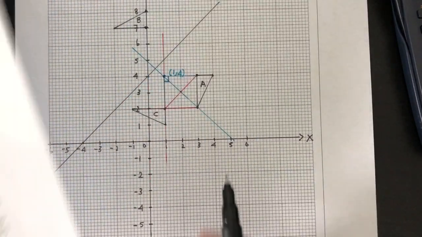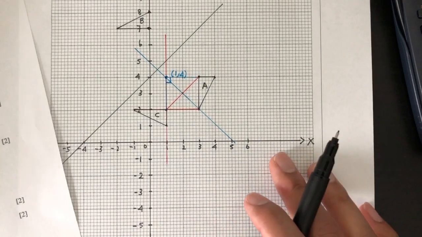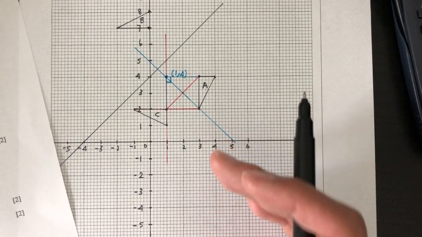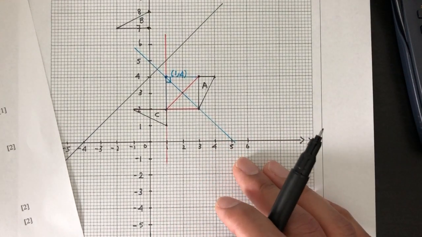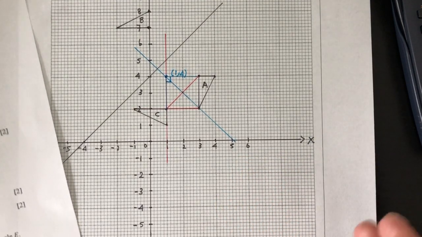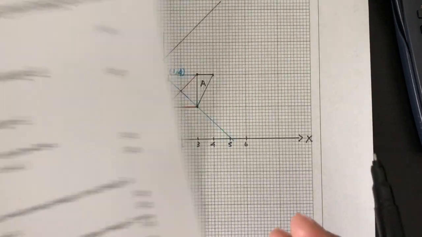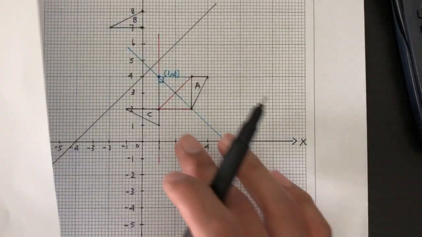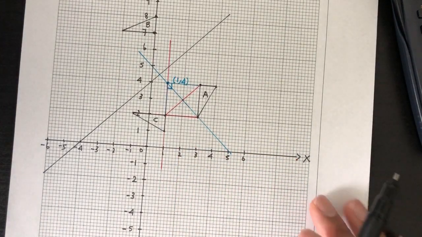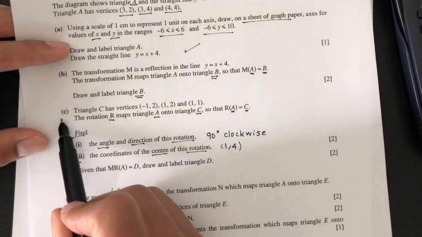Now this one is just one of the methods you can use to find the center of rotation and also the angle of rotation. But you can always use a matrix to find this as well. We don't have space to do that, you need some space, but this one is way faster in those questions. That is question part C.